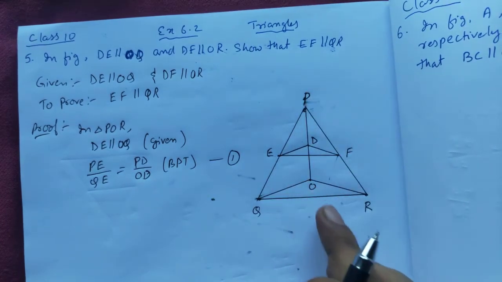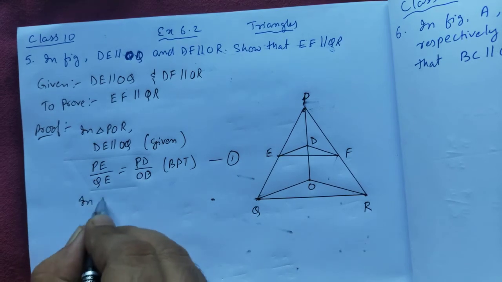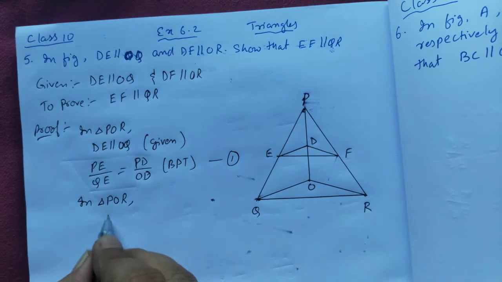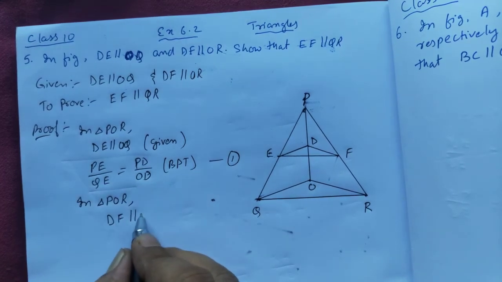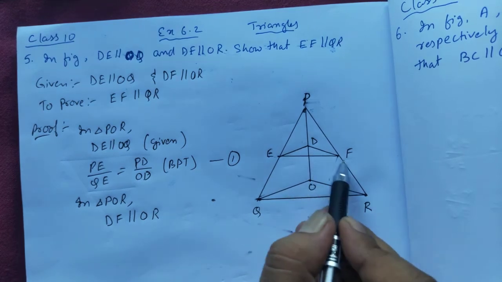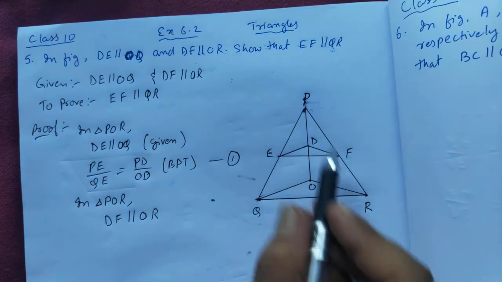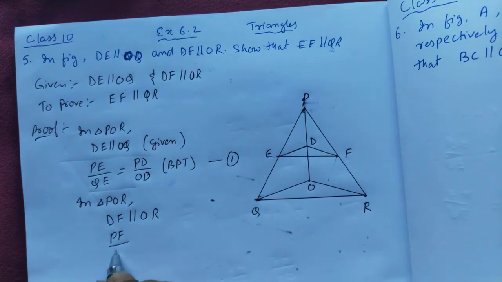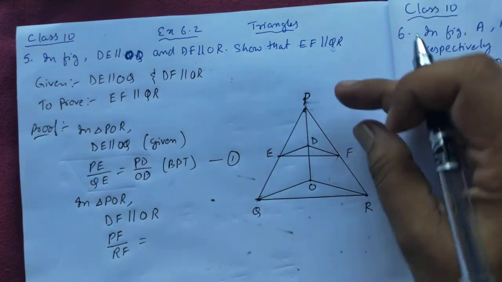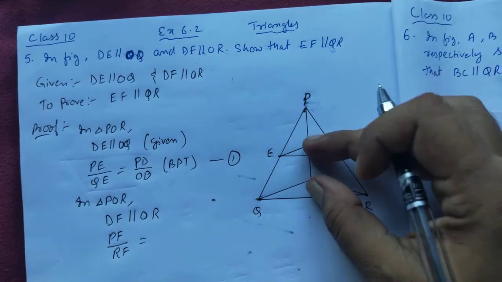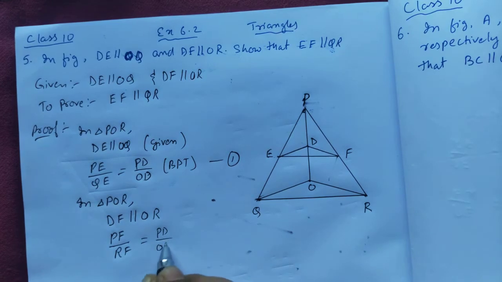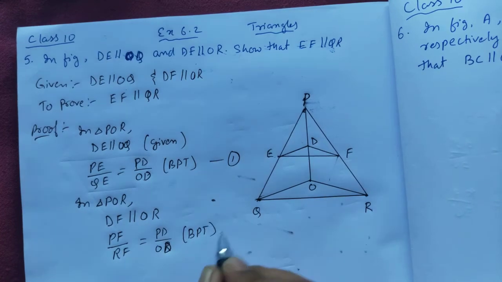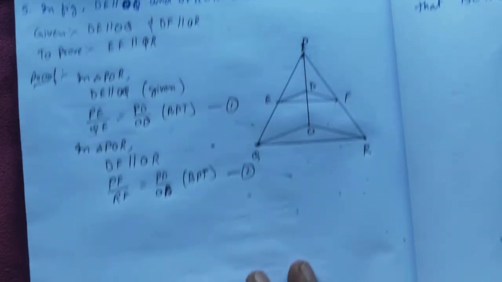Now take the other triangle, triangle POR. In triangle POR, these two lines are parallel. So you can write DF parallel to OR. Now if this line is parallel, we can take the ratio in this way, this by this. PF by RF equal to, since I'm taking this by this, it will be PD by OD. Reason is BPT, basic proportional theorem. This is 2.